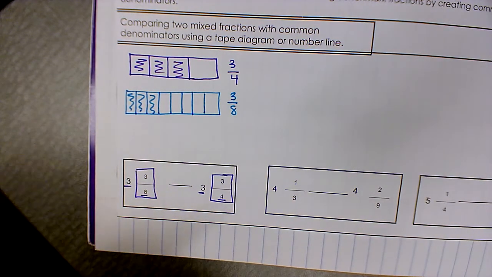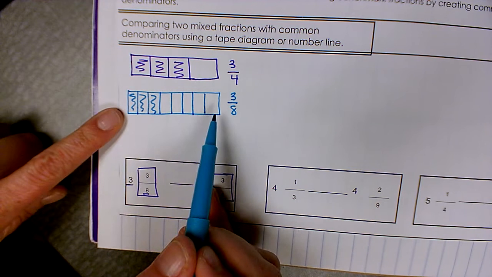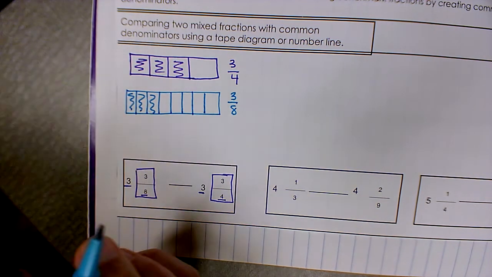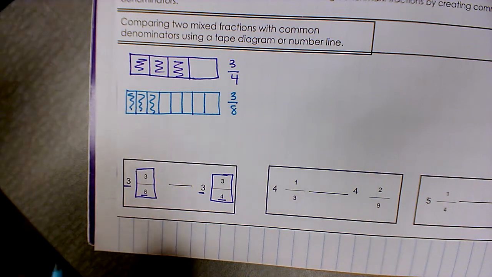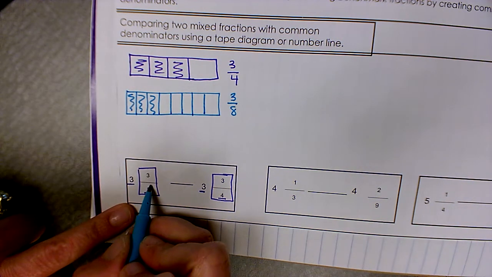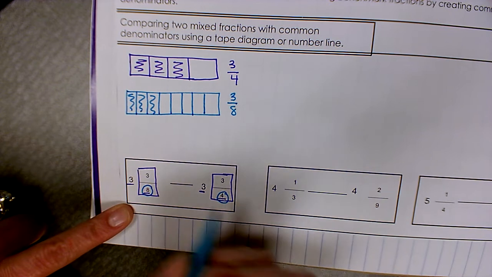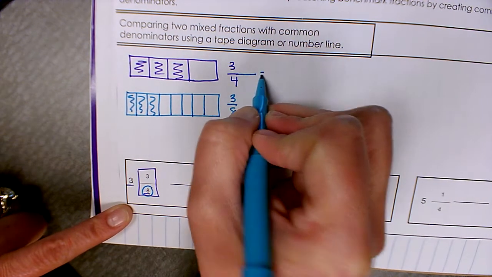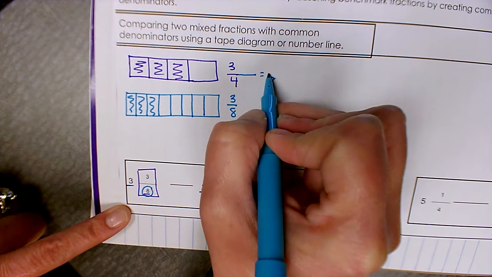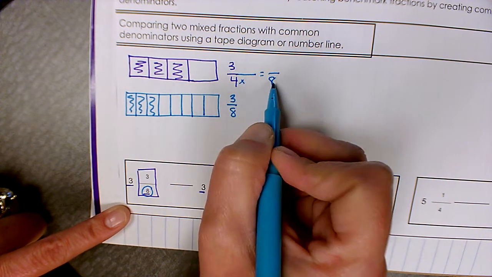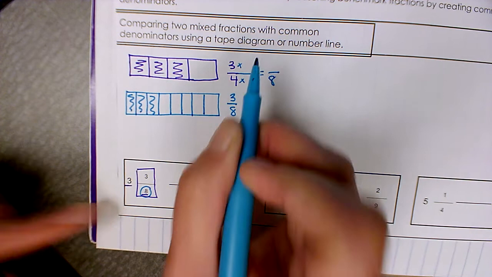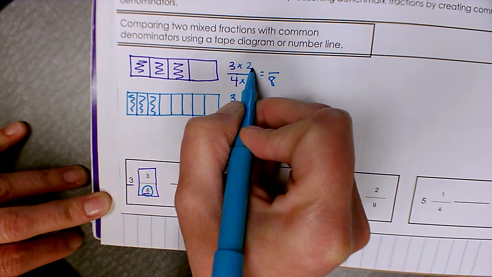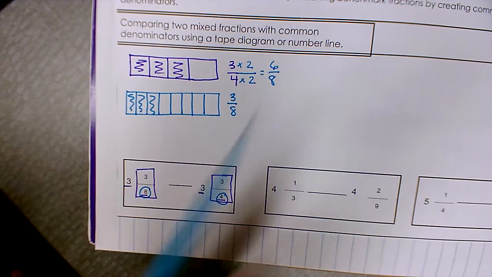Now, I noticed that when I drew this tape diagram, it's a little bit bigger than this tape diagram. So if I'm looking at the tape diagram, it doesn't quite help me. But I could do this. When I look at the denominators, the common factor between 4 and 8 is 8. So I'm going to take this one up here and end up with 8. So 4 times what is going to give me 8? And whatever I do at the bottom, I have to do at the top. So 4 times 2 would give me 8, and 3 times 2 would give me 6. So I would have 6 eighths.